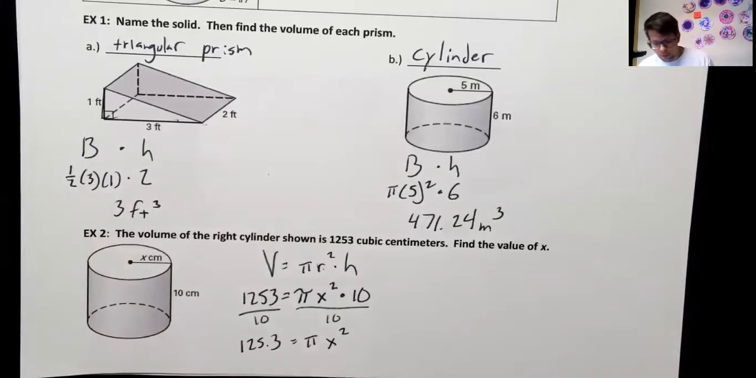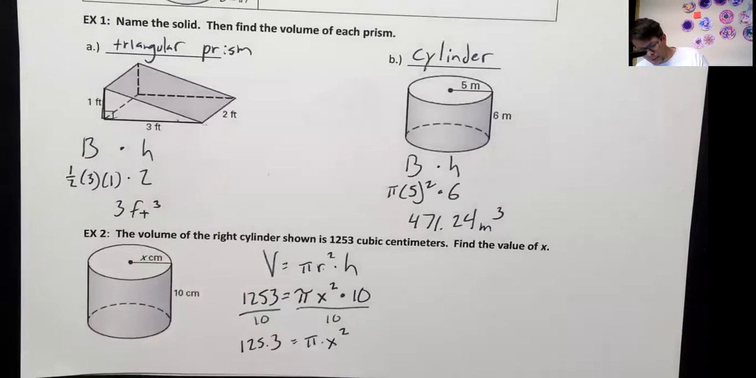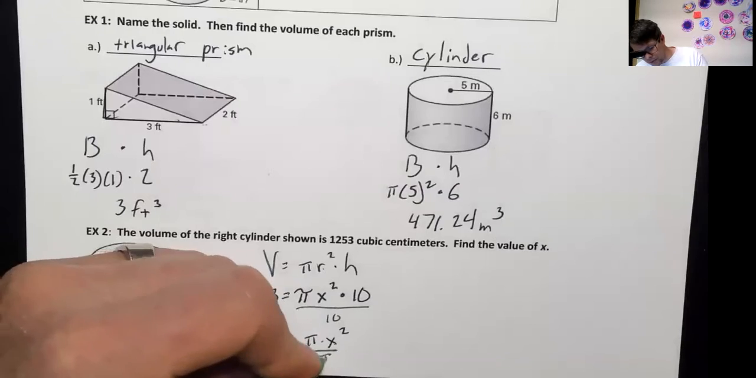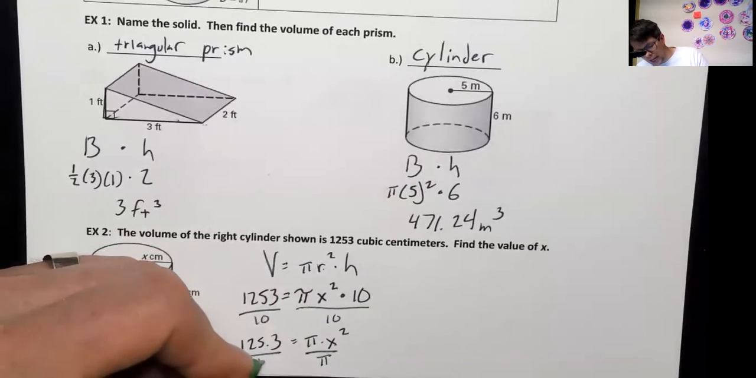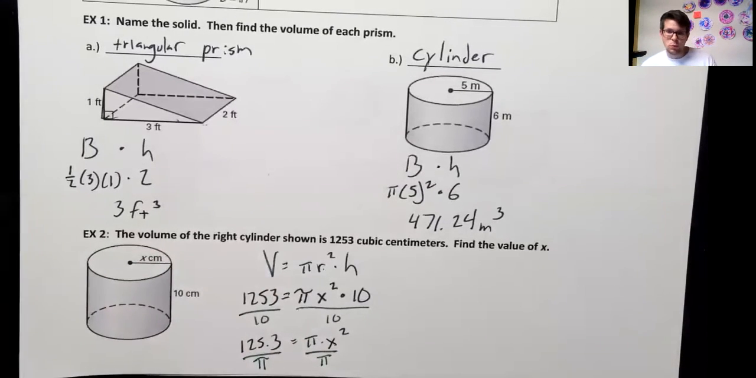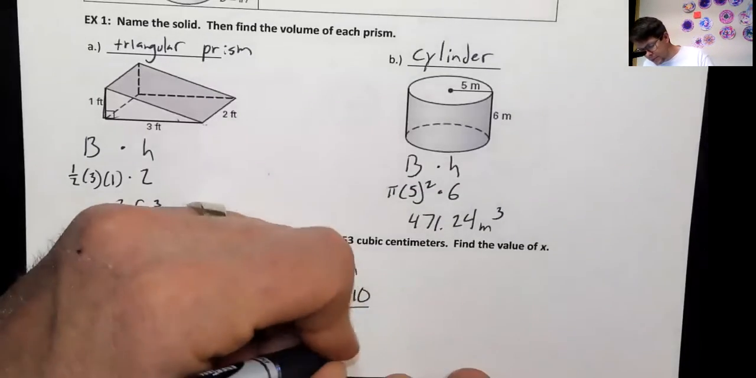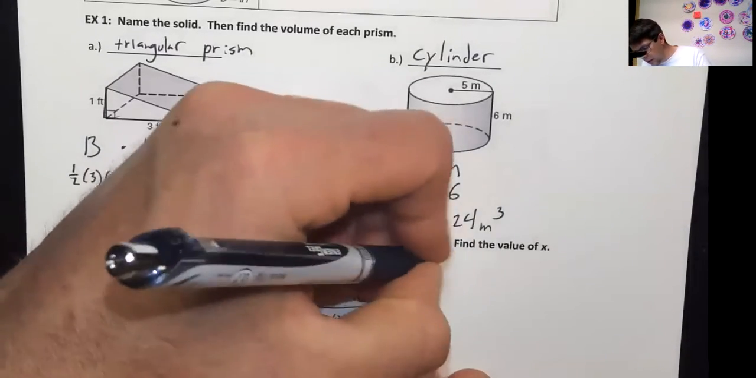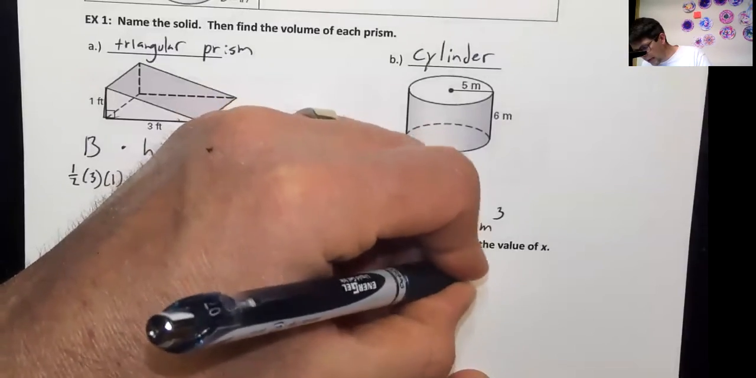Okay, next I want to remove the pi. And the way that you're going to remove the pi is, once again, another opposite operation. Pi is being multiplied by x, so the opposite operation would be to divide it. You could do the division of 10 and pi at the same time. It would work out fine. I'm choosing to do it separately because this is our first round, and I wanted to go slow so that you can follow along pretty easily. 125.3 divided by pi is going to give us a big decimal, and that's okay. There's nothing wrong with having decimals in these problems. That is going to give us 39.88.